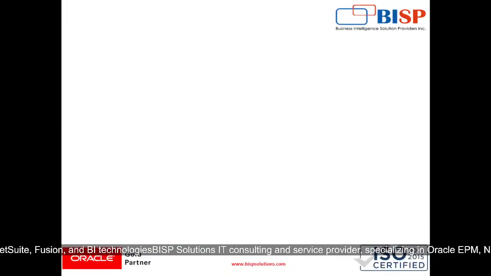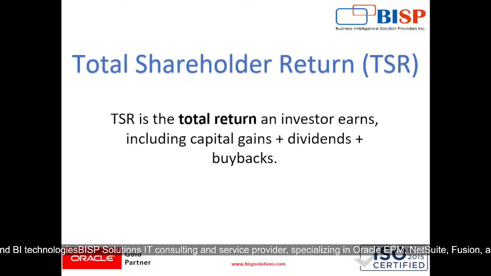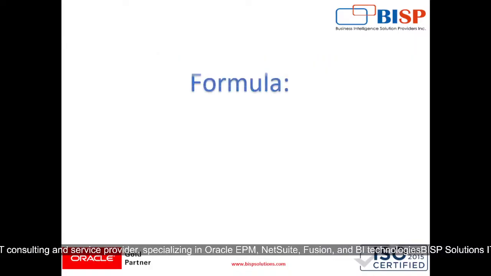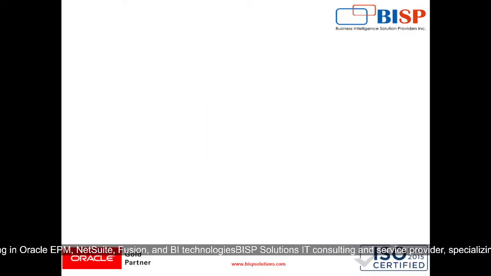Then comes our TSR, which is total shareholders return. TSR is the total return an investor earns, including capital gains plus dividends plus buybacks. The formula is ending price minus beginning price plus dividends plus buybacks, upon beginning price. Okay, so it gives a complete picture of what investors earn.